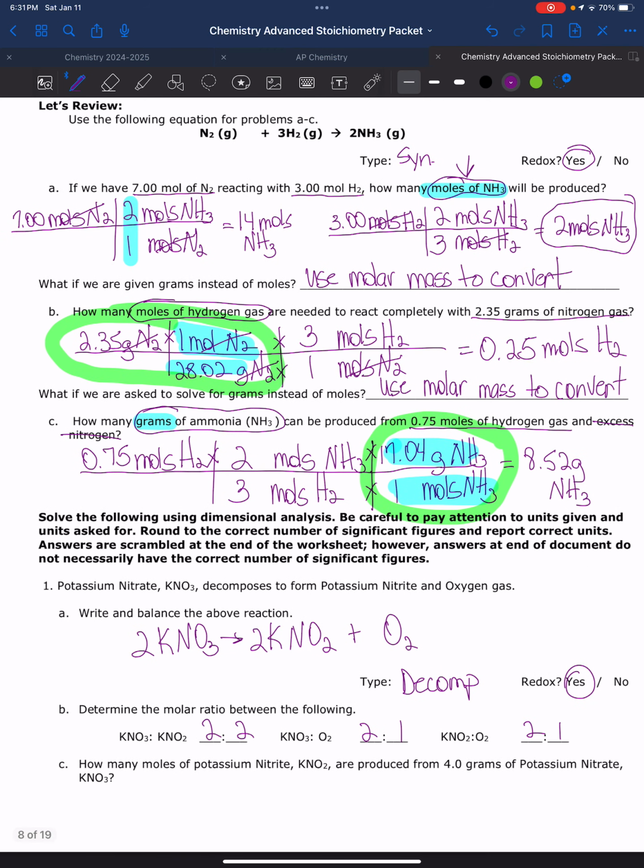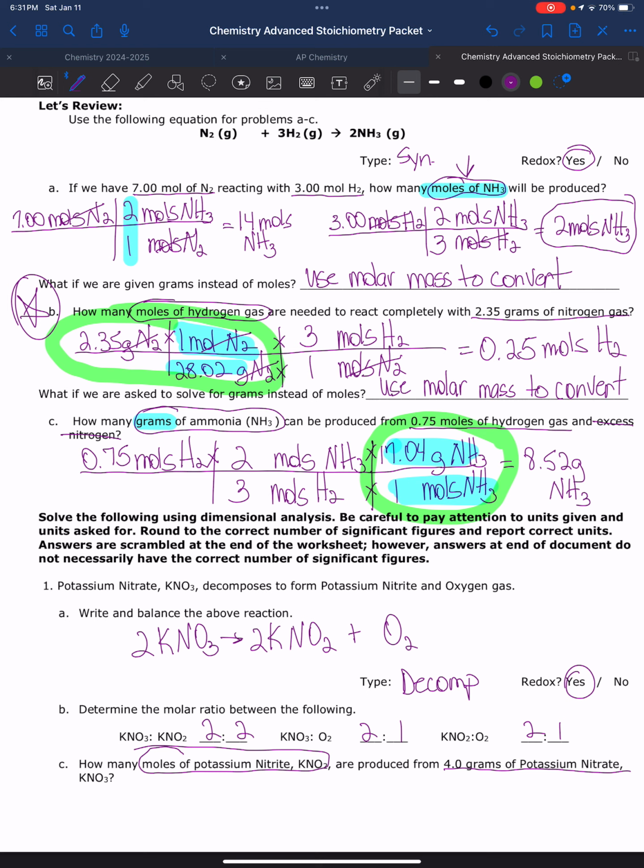So now our question is asking us, how many moles of potassium nitrite, KNO2, so I'm looking for moles, are produced from 4 grams of potassium nitrate? Got to be careful on this one not to mix up your nitrate and nitrite because they're very similar. So I'm given grams and I'm looking for moles. That means it's like this problem right up here, problem B. Okay, so we're going to use molar mass first because we're given grams.